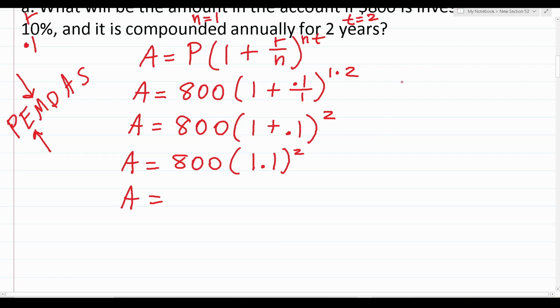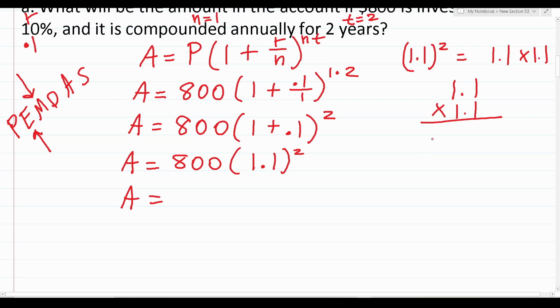All right, so we have 1.1 squared. Well, that's the same as 1.1 times 1.1. And to show you all the steps involved in that, I'm going to do it like this, 1.1 times 1.1. As you can see, we're clearly multiplying 2 decimals by each other.